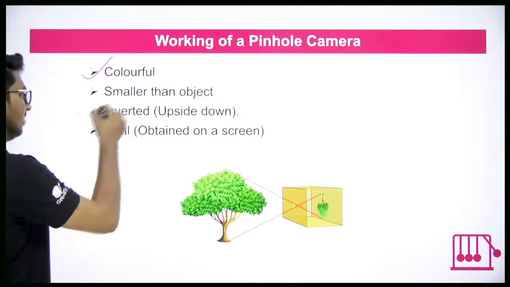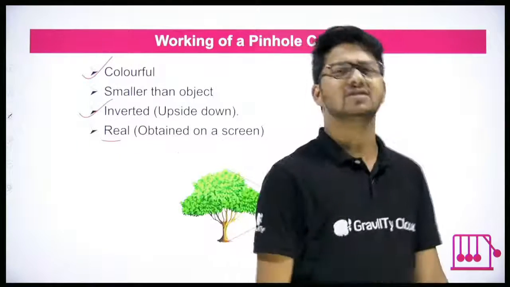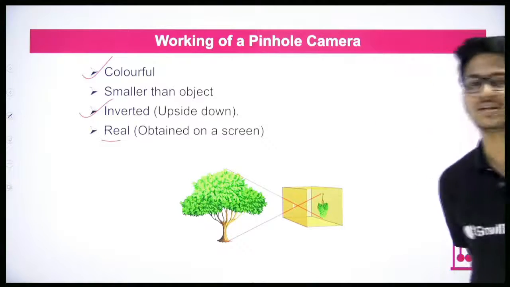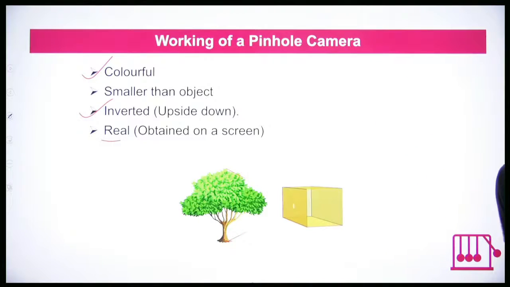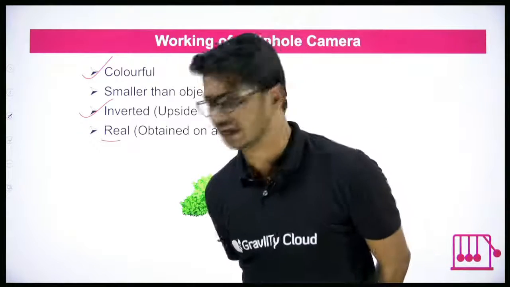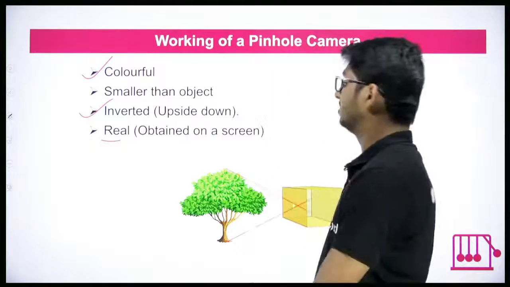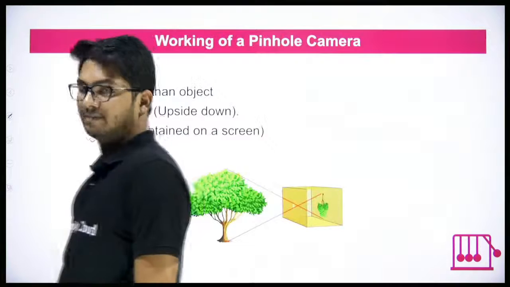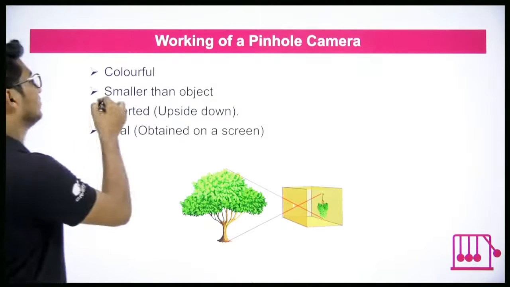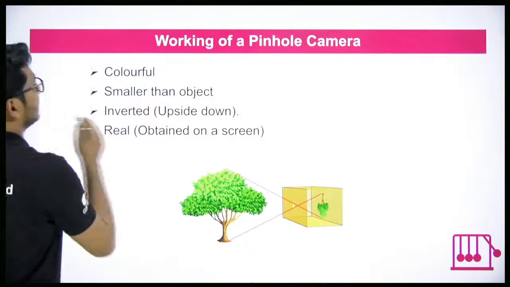Okay? Simple. So we could see that the image obtained is colorful. We understood that. Inverted, upside down. And real, what does that mean? Real images are the images that can be obtained on a screen. So here is the image obtained on a screen. Yes or no? Notice that here we get the image on a screen. That means it will be a real image. So it is a real image. And now comes another interesting point, that is, image is smaller than the object. Mostly. This is mostly true.